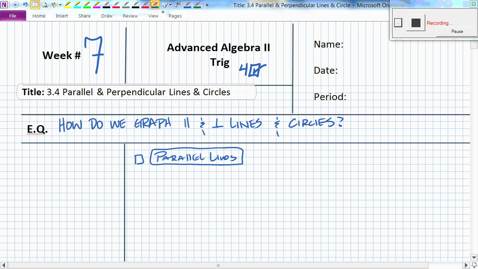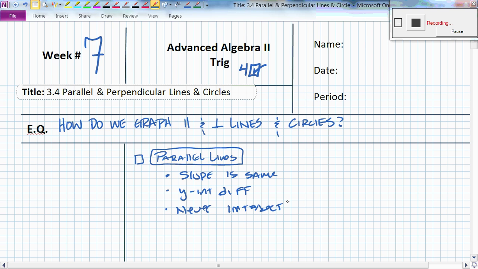What do you know about parallel lines? Because this is a review for you guys. So what do you know? Okay, so the slope is the same. Good, we got that. What else do we know? The y-intercept is different. Good. What else do you guys know? They never intersect. Good. What else? They're on the same plane. Okay, good. They're planar. That's a good thing.